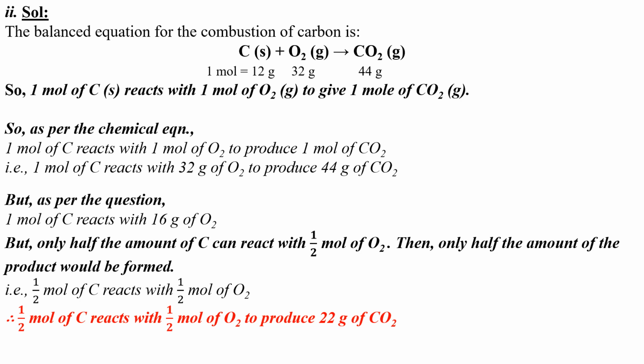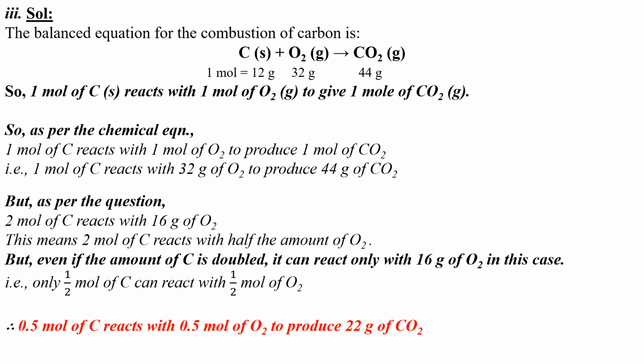So 1 mole of carbon cannot react with half the amount of oxygen. Only half the amount of carbon can react with half the amount of oxygen, isn't it? Then only half the amount of product would be formed. So half mole of carbon reacts with half mole of oxygen to produce 22 grams of carbon dioxide, which is half the amount of product expected as per the chemical equation.